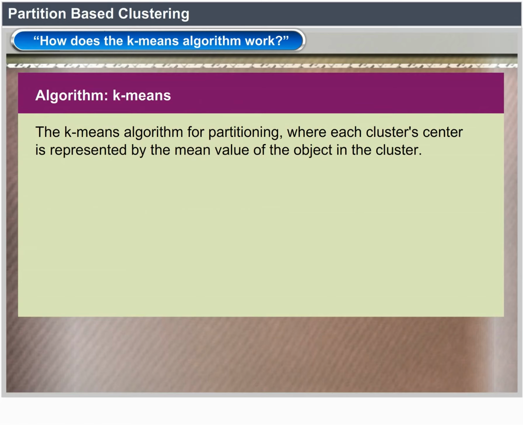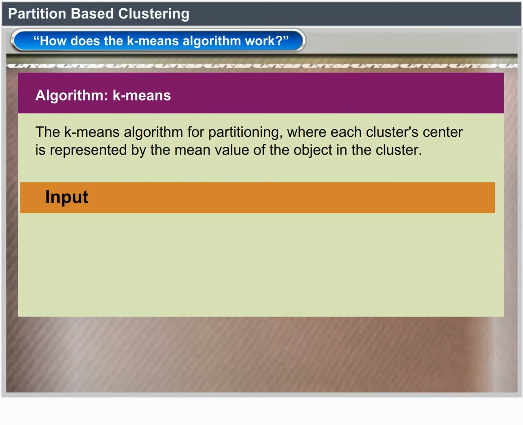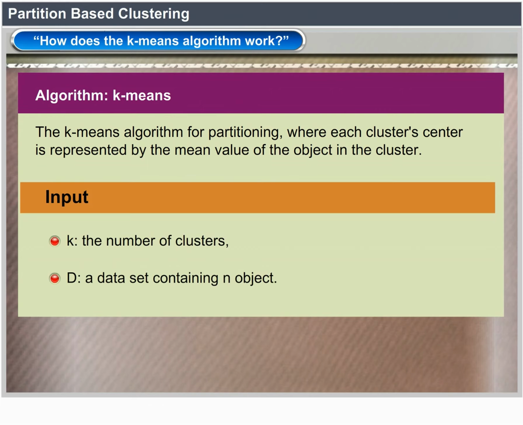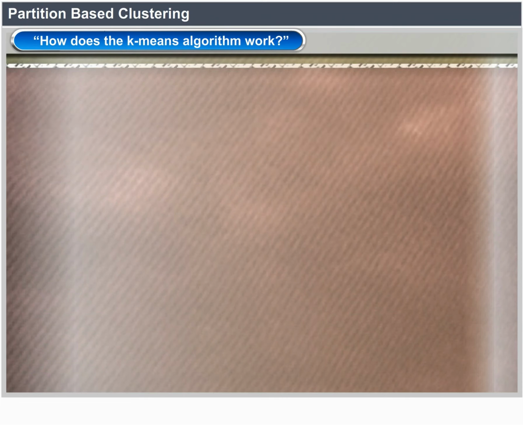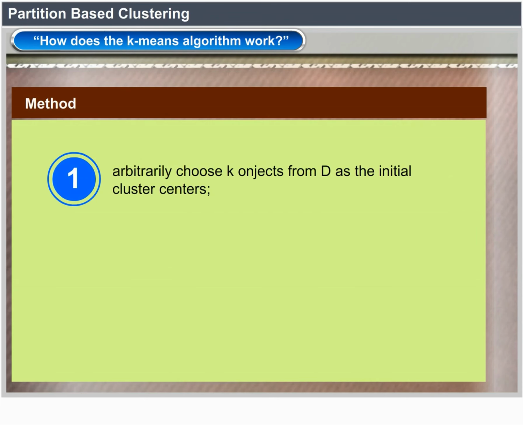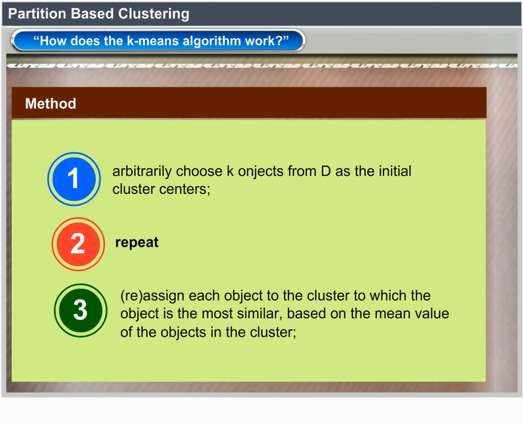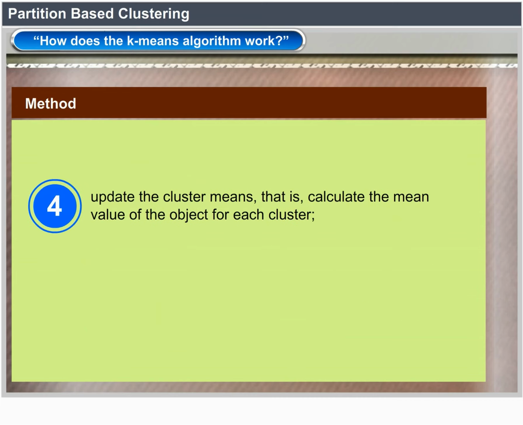Input: k, the number of clusters, and D, a dataset containing n objects. Output: a set of k clusters. Method: arbitrarily choose k objects from D as the initial cluster centers. Repeat: reassign each object to the cluster to which the object is most similar, based on the mean value of the objects in the cluster. Update the cluster means, that is, calculate the mean value of the objects for each cluster, until no change.